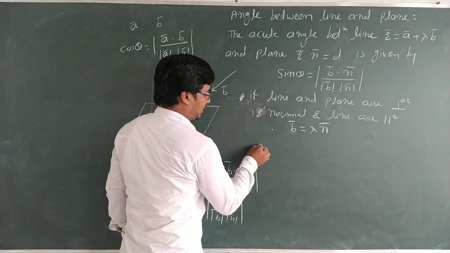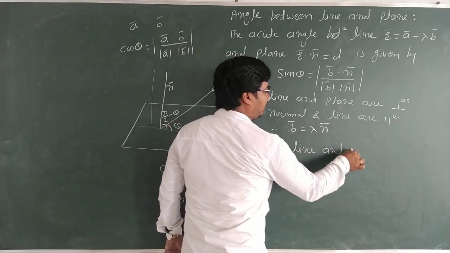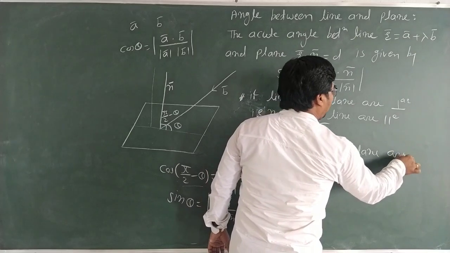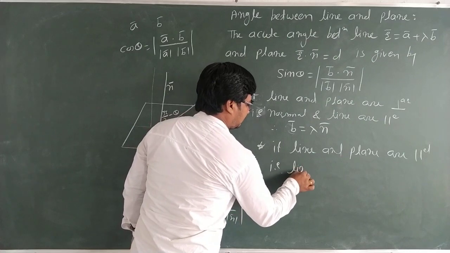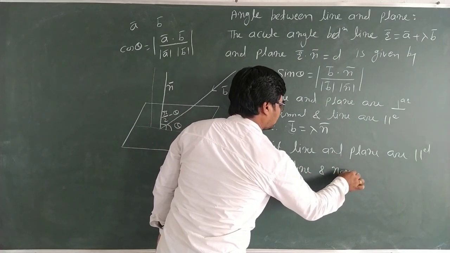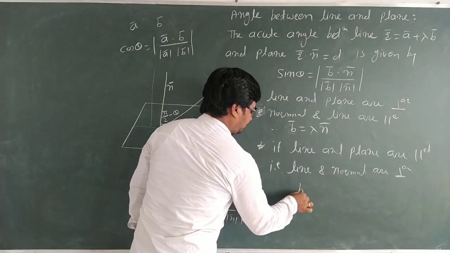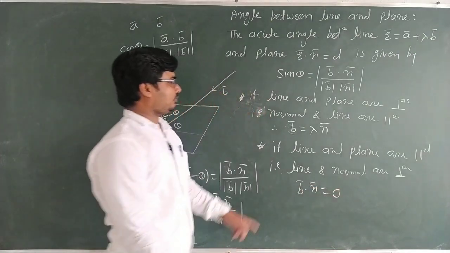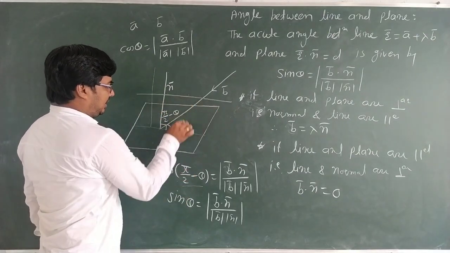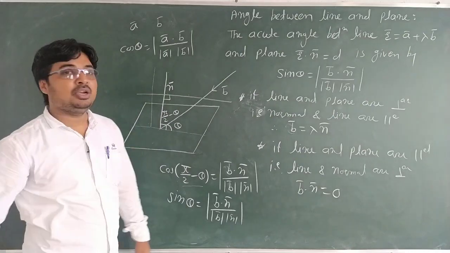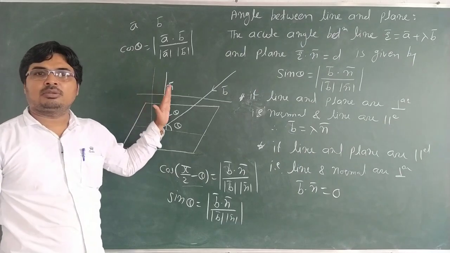It is the first. Now second, if line and plane are parallel, that is, line and normal are perpendicular, therefore B bar dot n bar is equal to 0. See carefully, here line is parallel to the plane. Line and plane are parallel, then line is perpendicular to the normal. And if line is perpendicular to the plane, then line and normal are parallel.